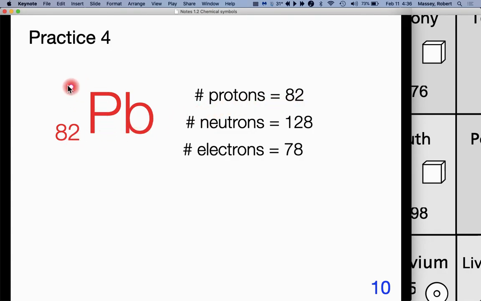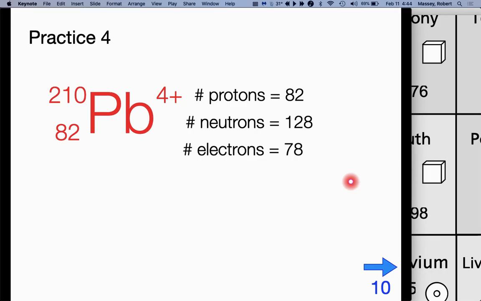And then for the total number of nucleons, the mass number, we need to add 82 plus 128 to give us our mass number. So 82 plus 128 gives us 210. So the mass number is 210. Now, because we have 4 more protons than electrons, we have a +4 charge. Remember, in a previous slide, the charge is going to be the number of protons minus the number of electrons. So 82 minus 78.